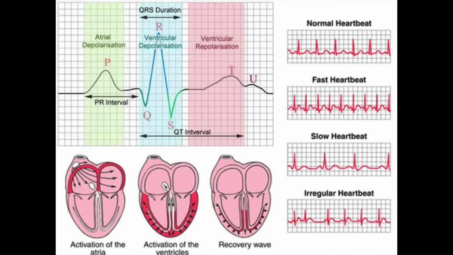The PR interval is measured from the beginning of the P wave to the beginning of the QRS complex. The QRS duration represents the time for ventricular depolarization. And lastly is the QT interval. It represents the electrical systole of the ventricles, or the ventricular depolarization and repolarization. It is measured from the beginning of the QRS complex to the end of the T wave.